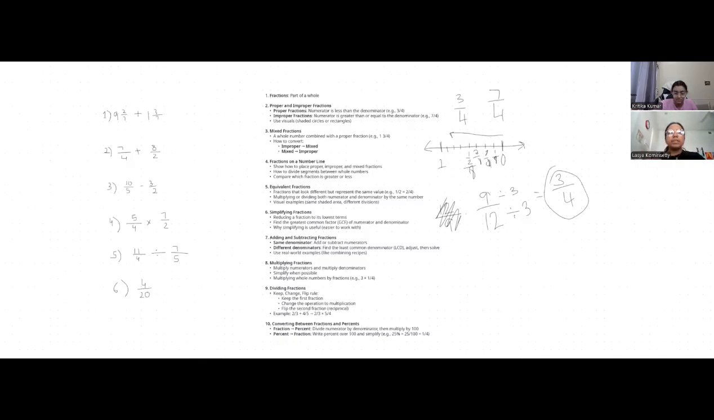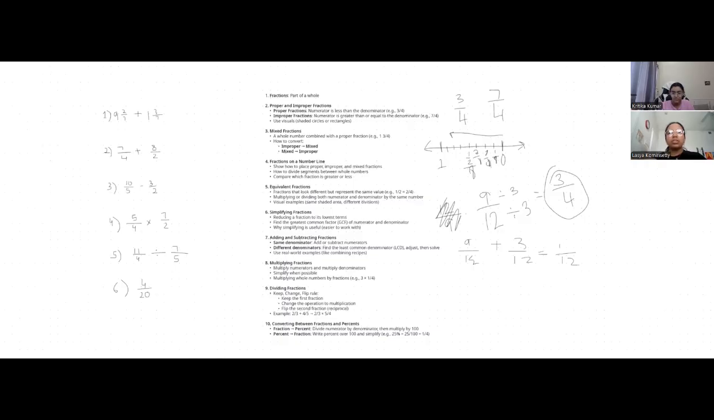So first of all, let's look at adding fractions. Adding fractions, basically you do it when you have the same denominator. So let's say you have 9 over 12 and then 3 over 12. You just add 9 and 3 and keep the same denominator. So it would be 12 over 12 in this case, and that would be just 1.